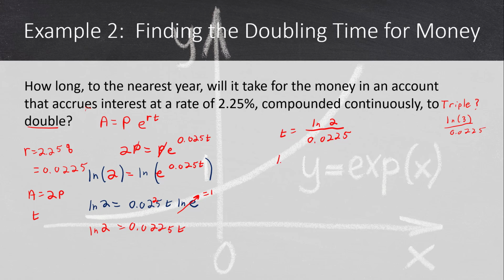Now, computing this one, we are going to have that t is equal to 30.8 years, and since you want to round this to the nearest year, that will be 31 years.